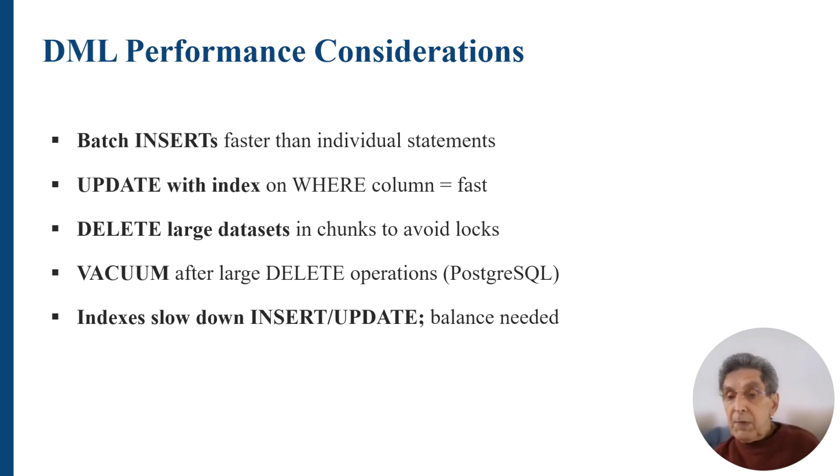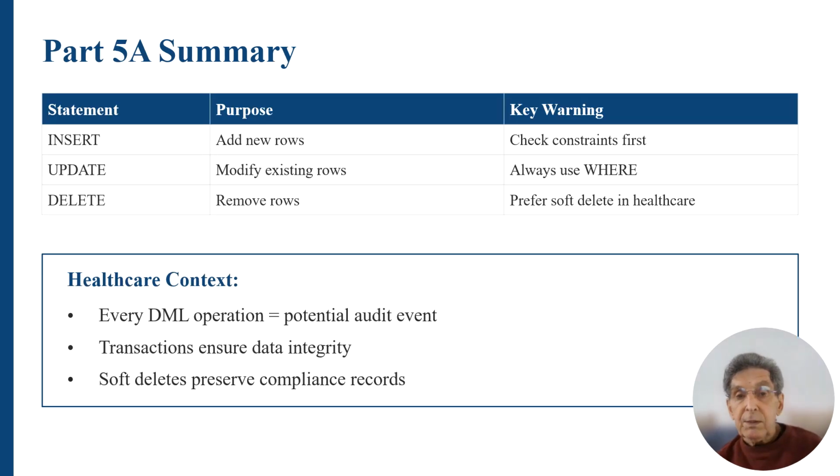Also, after large delete operations in Postgres, you can run a vacuum statement to reclaim the disk space. Deleted rows aren't immediately removed from the disk, but the vacuum statement will actually clean them up. And finally, remember that indexes speed up select and update with where, but slow down insert and delete because they have to recalculate the indexes after each entry. So each index must be maintained when the data changes. So there's a trade-off between read performance and write performance when you have columns that are indexed.